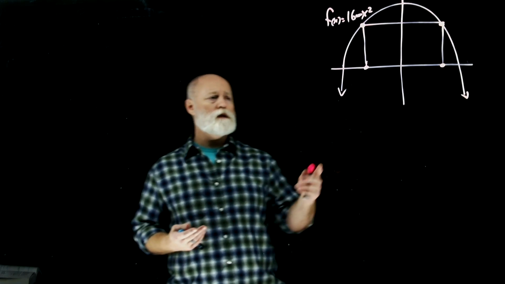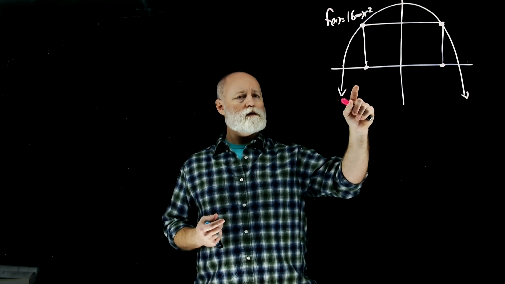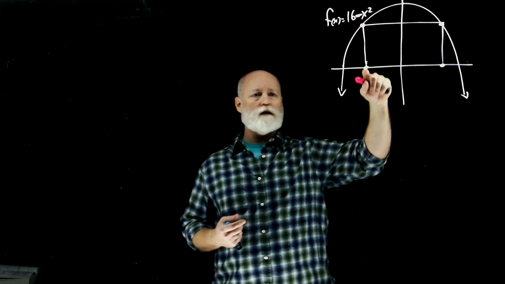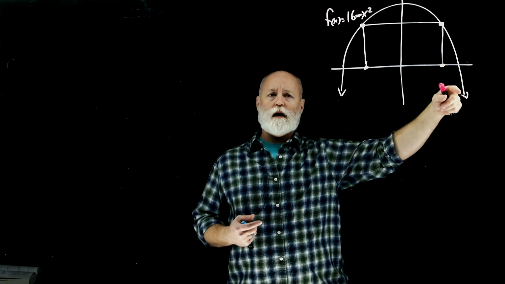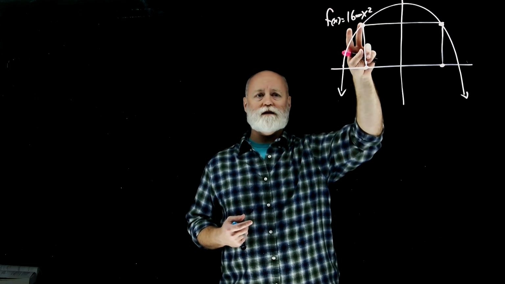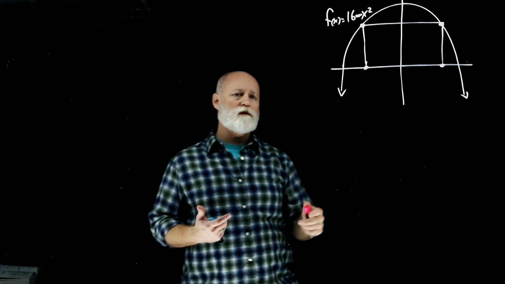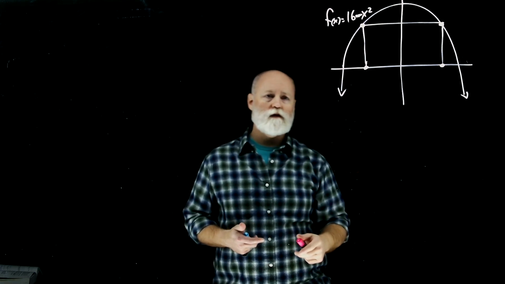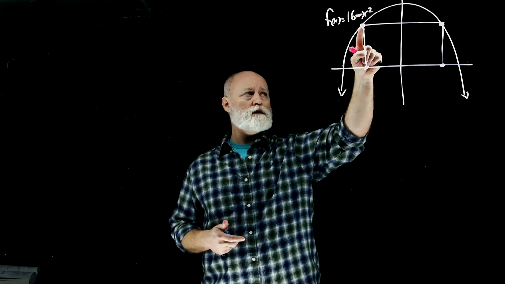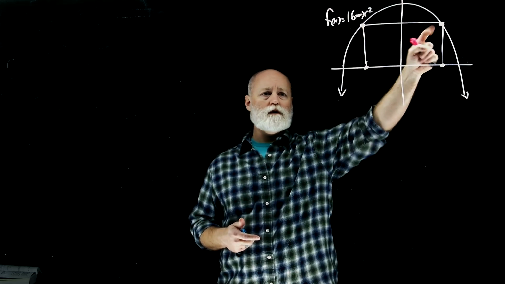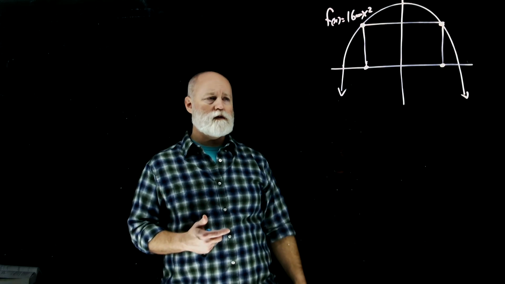We want to optimize the rectangle that is inscribed inside this downward facing parabola. The parabola is 16 minus x squared, and we want to find the rectangle of largest area that can be inscribed in such a way that the upper vertices of the rectangle are on the parabola itself.